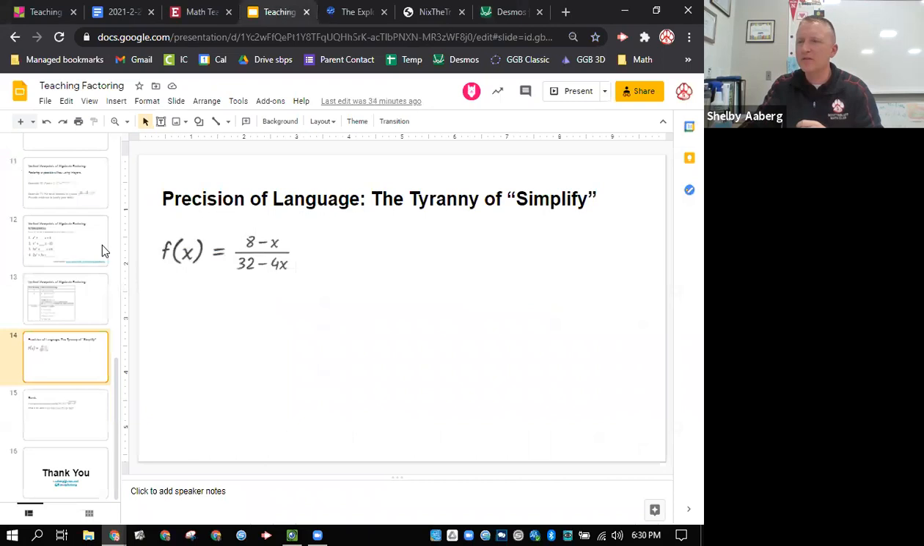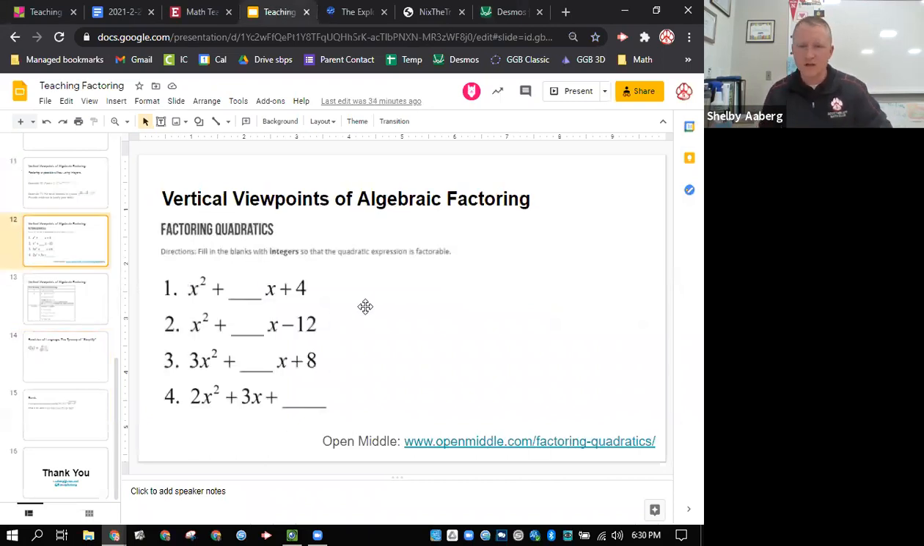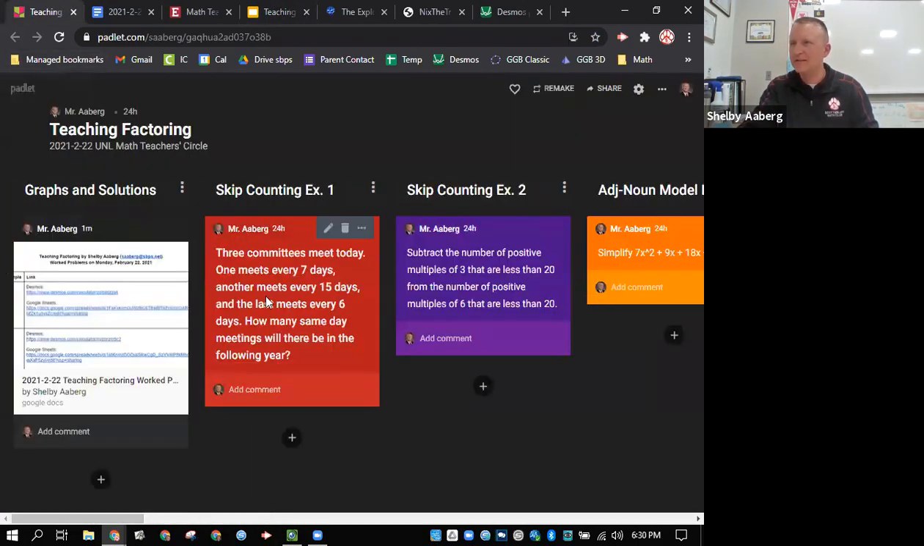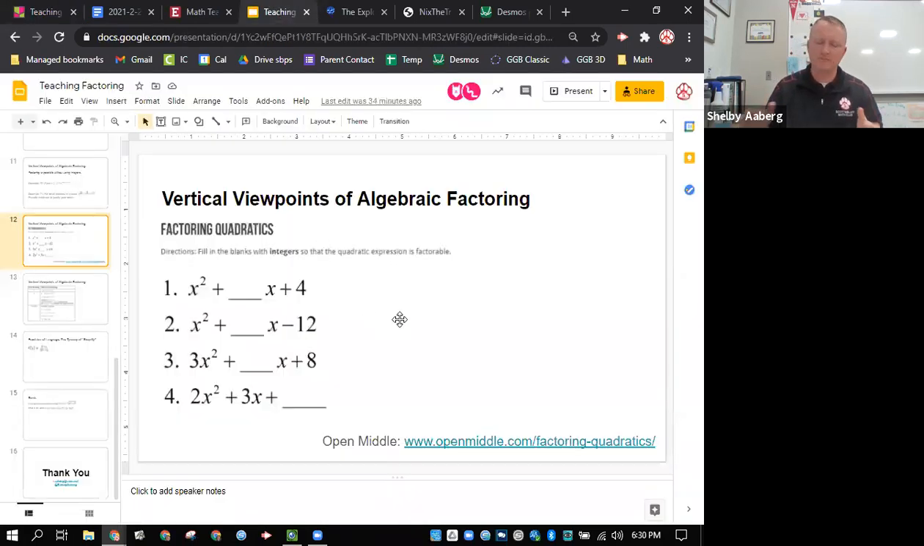The last thing I'll leave you with is Open Middle. Yes, Dan, there will be a link to this PowerPoint. I'll include it on the Padlet, on the left at the end, so you can just go to the Padlet. If you haven't been looking at Open Middle factoring quadratics, there's a whole litany of tasks that Bob Kaplinsky has, for example, fill in the blanks with integers so the quadratic expression is factorable.